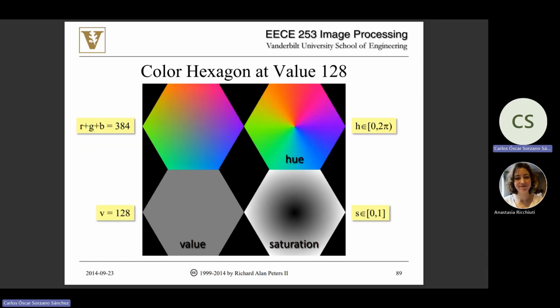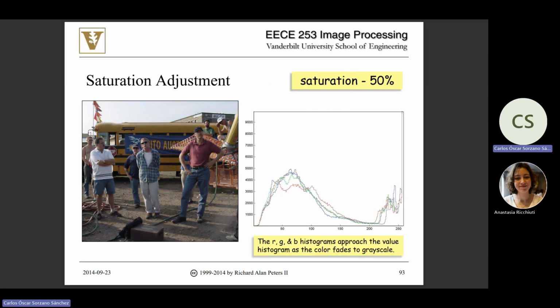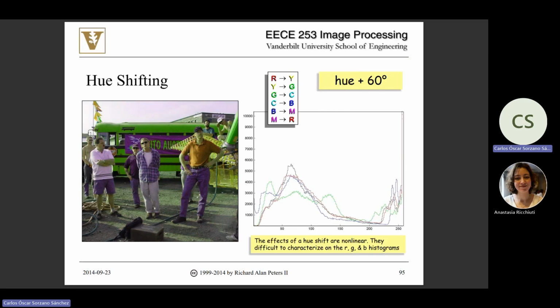So let's go here. Let's say that you are given any point. Let's take this point here. So you add 60 degrees. So red becomes yellow, the yellow becomes green, the green becomes cyan, and so on. This is what is explained here. Red becomes yellow, yellow becomes green, green becomes cyan. It is taking the hue, adding 60 degrees and going back to the image space.